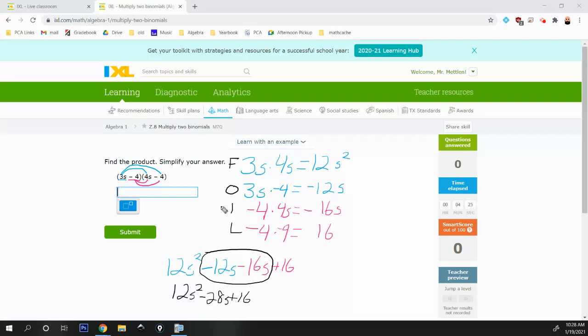If we did it correctly and they're not some really weird, strange problems, these two middle terms should always be the same, and we're going to have to combine them. And we just do whatever operation is here. So negative 12, I'm going to subtract 16 from it and get negative 28s. Once we've done that, this is now our answer. So we got 12s squared minus 28s plus 16.